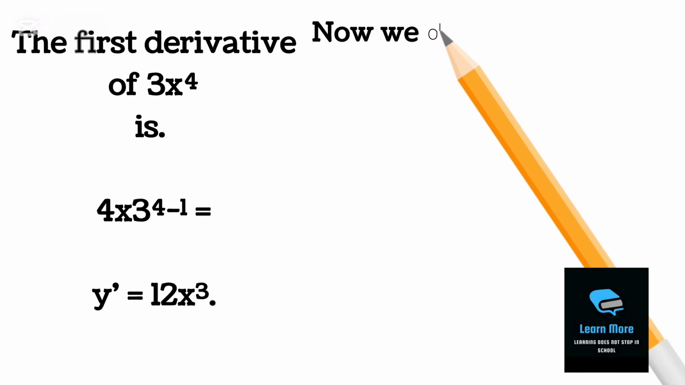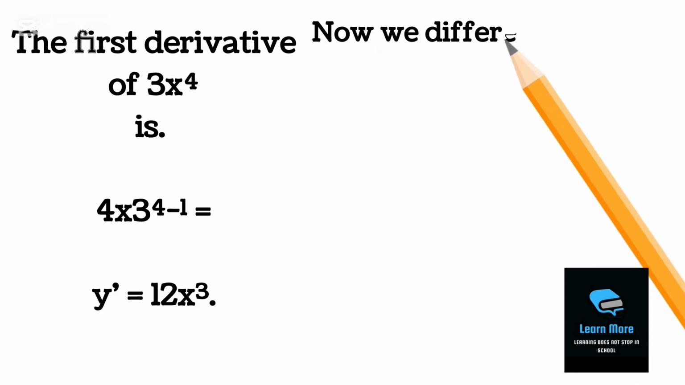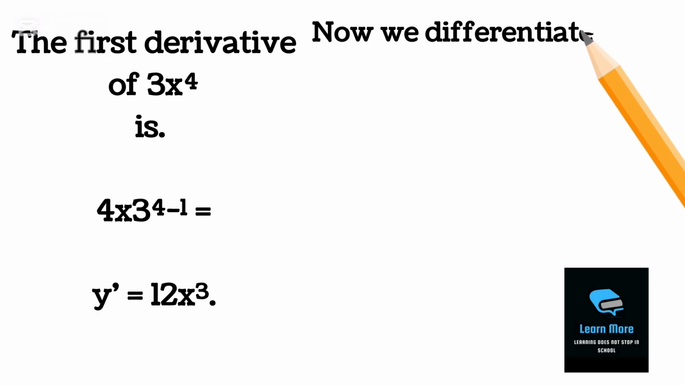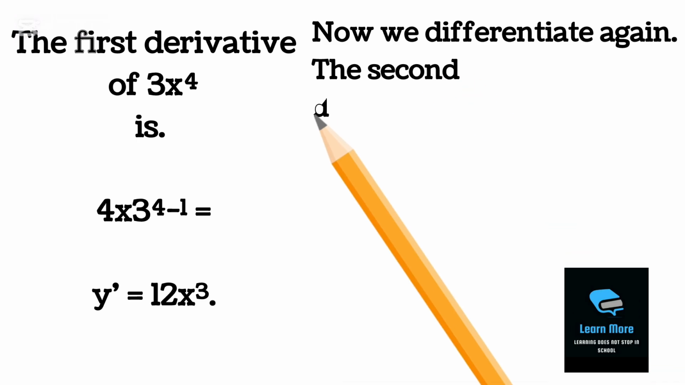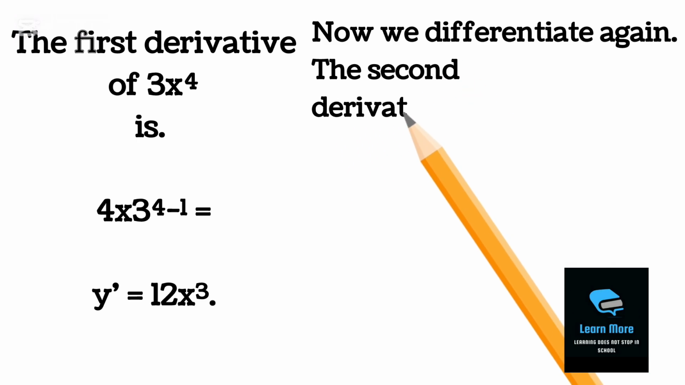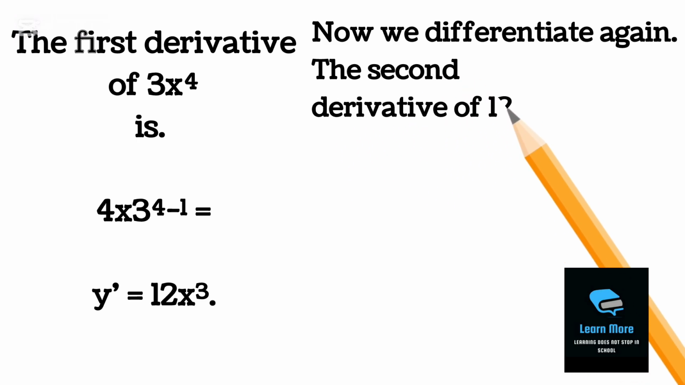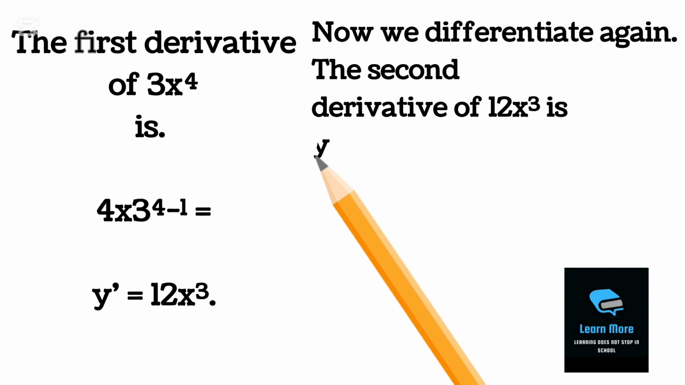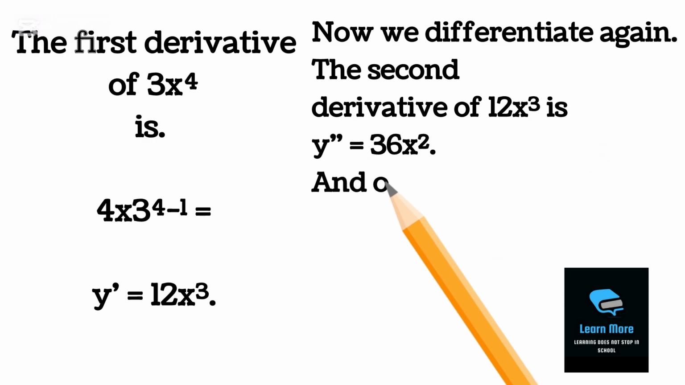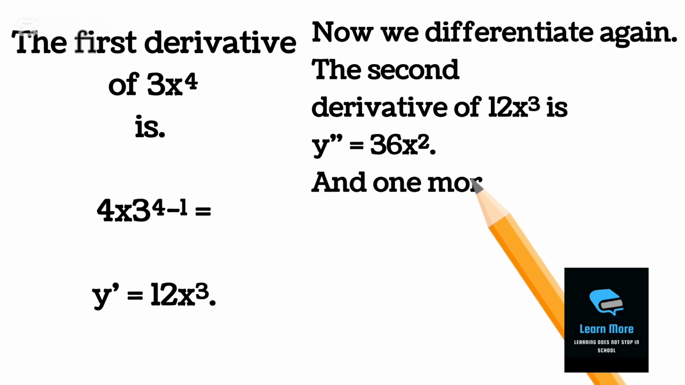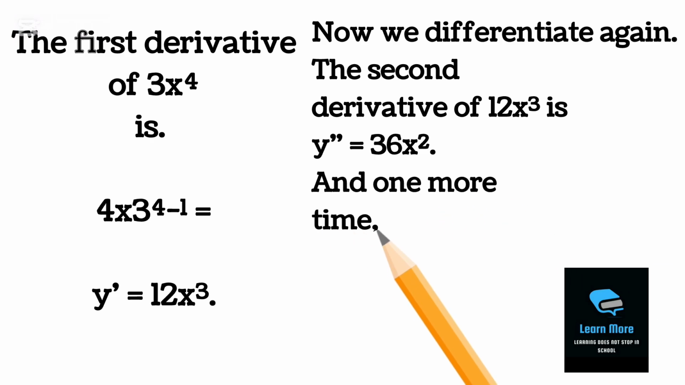Now, let's take the second derivative of 3x raised to power 4. We are going to differentiate again, and this time we have the second derivative as y prime prime, which is equal to the derivative of 12x raised to power 3, and that will give us 12 times 3, 36x raised to power 3 minus 1, which is equal to 2.